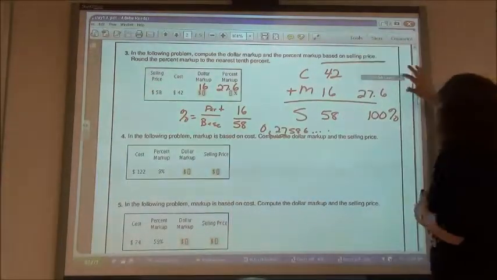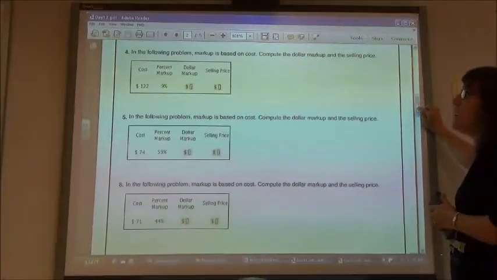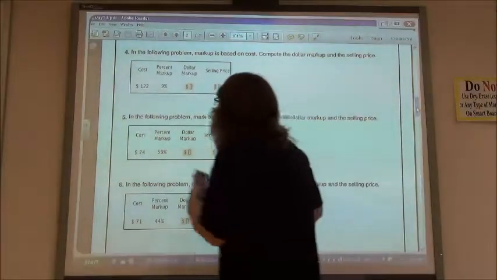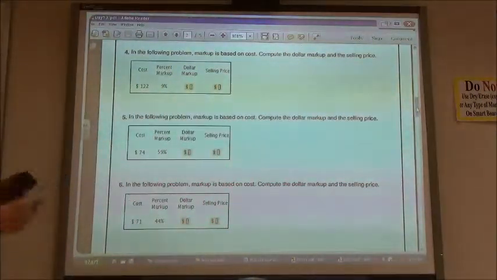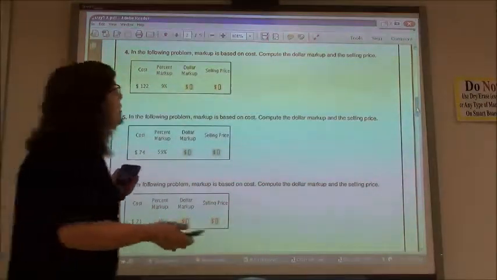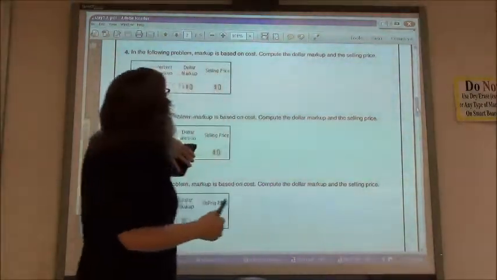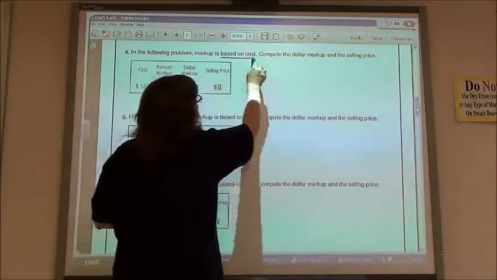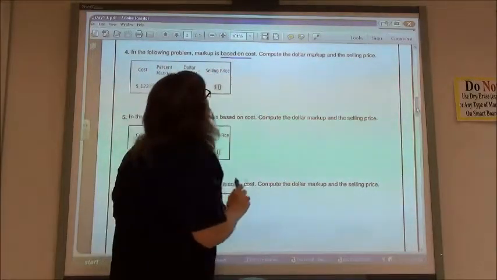Now 4, 5, and 6 are going to look very similar to what we did, but instead of finding the percent markup, it's going to ask us for other things. So we're still going to use that same kind of table that we used before. It says in the following problem, markup is based on the cost. Compute the dollar markup and the selling price.